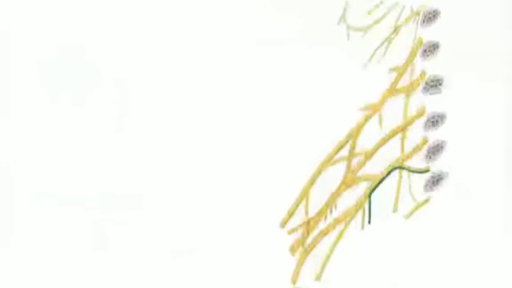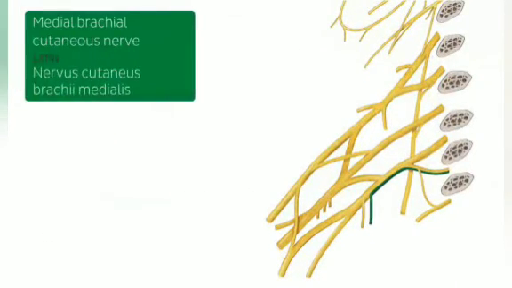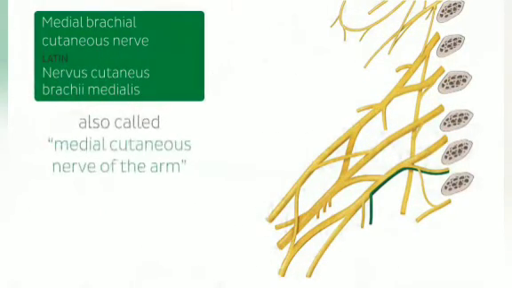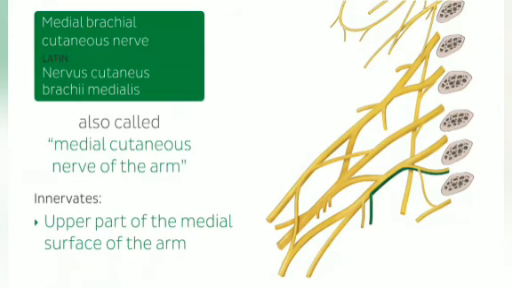The next nerve we'll look at is the medial brachial cutaneous nerve, otherwise known as the medial cutaneous nerve of the arm. This nerve originates from the medial cord and innervates the upper part of the medial surface of the arm and the floor of the axilla. It's the first of only 2 nerves of the brachial plexus that serve entirely as cutaneous nerves.